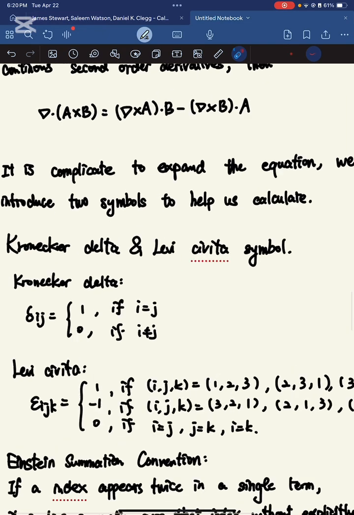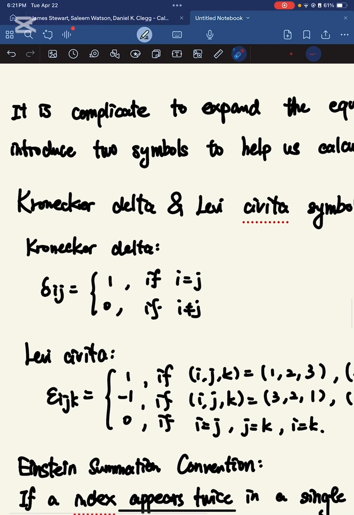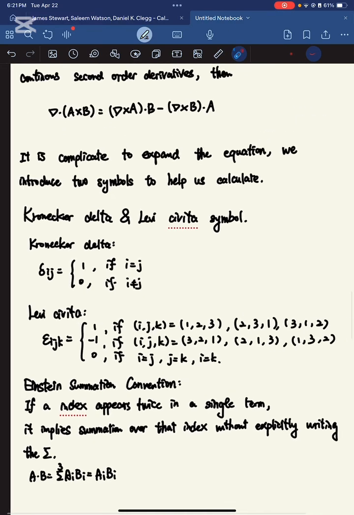So the first one is the Kronecker delta. It is delta, and it has two subscripts i and j. If i and j are the same, for example 1 and 1, the value of delta is 1, and it is 0 for 2 and 1. Okay, it's quite simple.